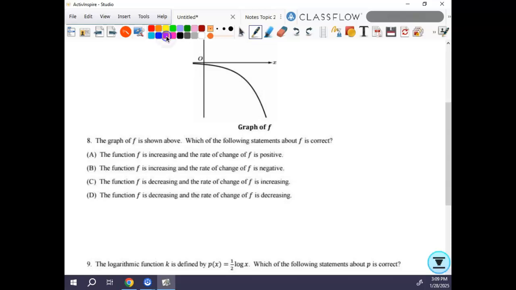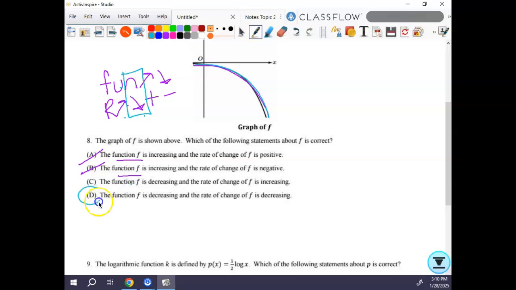Okay, graph of f. We're talking about just the function. So the function is clearly decreasing, so I can eliminate A and B. Then we talk about the rate of change, so we need our fun chart. I want to know if the rate of change is increasing or decreasing. So if I'm looking at increasing or decreasing, I'm looking at concavity. This is concave down. Concave down means my rate of change is decreasing. So the function is decreasing, and so is the rate of change.